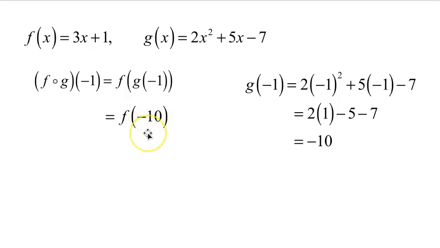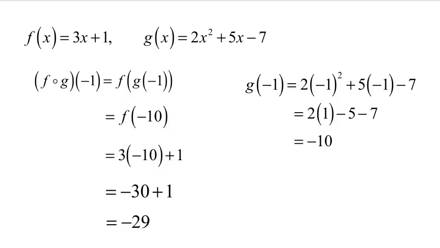Now I have f of -10, but what does f do? 3 times the input plus 1. So the input is -10. I need 3 times negative 10 plus 1. 3 times negative 10 is negative 30. Negative 30 plus 1 gives me an answer of negative 29.